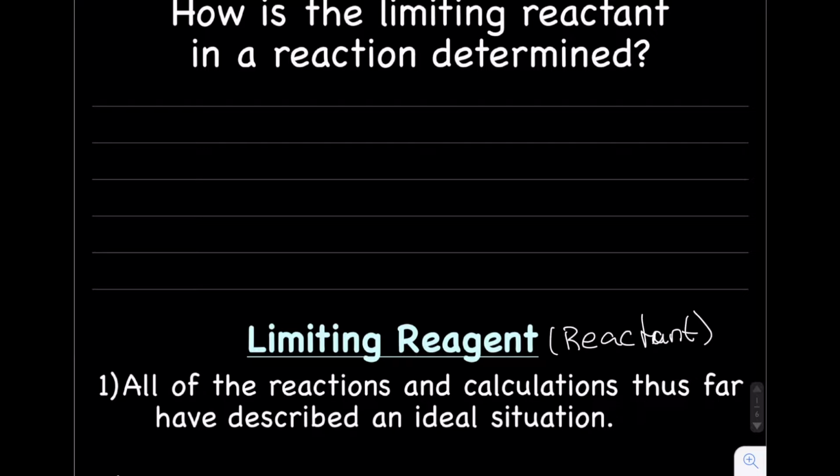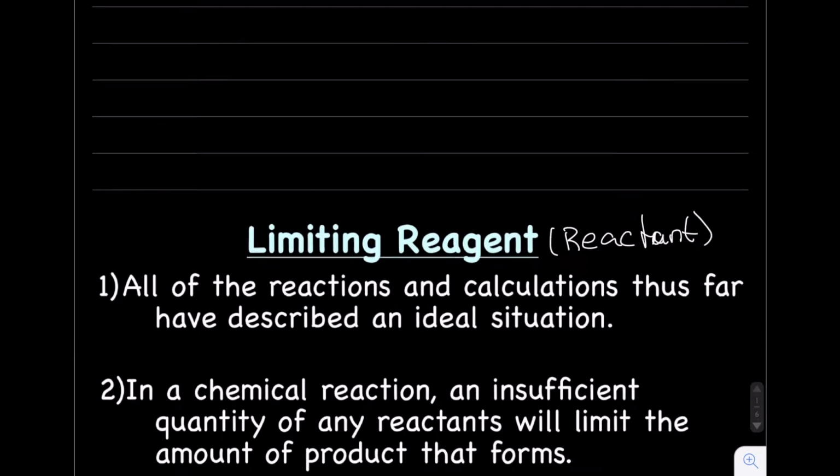Okay, so far, all of the reactions and calculations we've talked about describe an ideal situation, meaning we have the perfect amount of each of the reactants to make the perfect amount of product. There are no problems, there are no issues. That's what I mean by an ideal situation. And of course, life is never ideal.